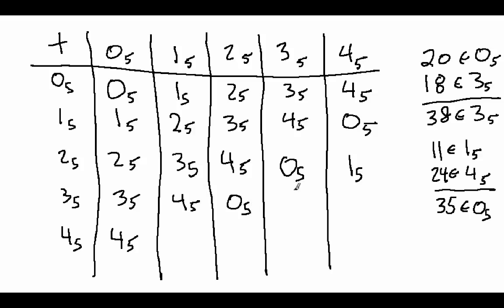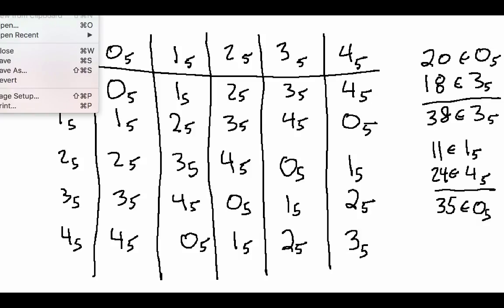So 3 plus 3 is 6, so when I divide it by 5, it has a remainder of 1. 3 plus 4 is 7, that has a remainder of 2. 4 plus 1, that's going to be 0. 4 plus 2, 1. 4 plus 3 is 7, divided by 5 has a remainder of 2. And 4 plus 4 is 8, that's going to have a remainder of 3. And you can see over here, I've defined a whole table of dividing by remainders. I think there's just one more point to make here.